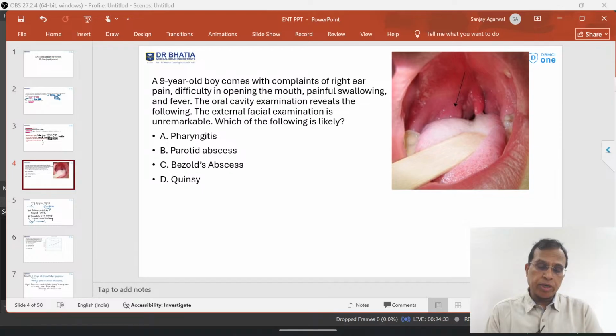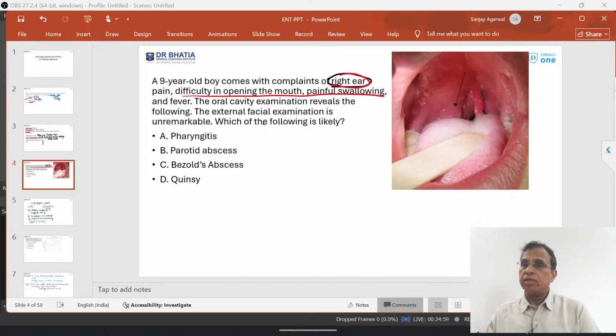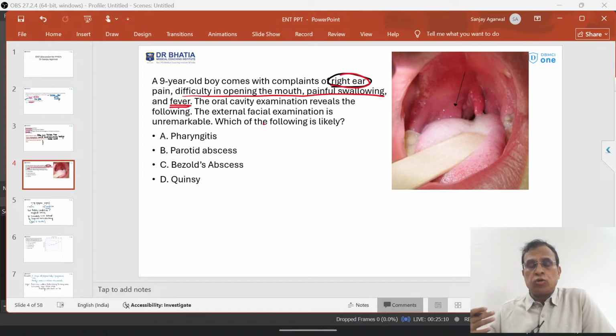A 9-year-old boy comes with complaints of right ear pain, difficulty in opening the mouth, painful swallowing, fever. Now, if you look at the history, there are 3 things this is telling you. A, there is some ear complaint, something has happened in the ear, isn't it? Then something in the throat, difficulty in opening the mouth, painful swallowing. So something in the throat, and fever tells you that there is some kind of inflammation. So there is some inflammation in the throat, because of which there is throat pain and difficulty opening the mouth, with ear pain.